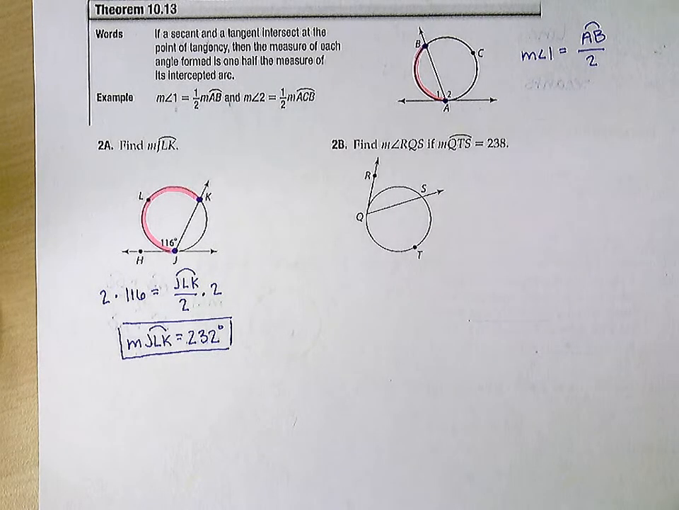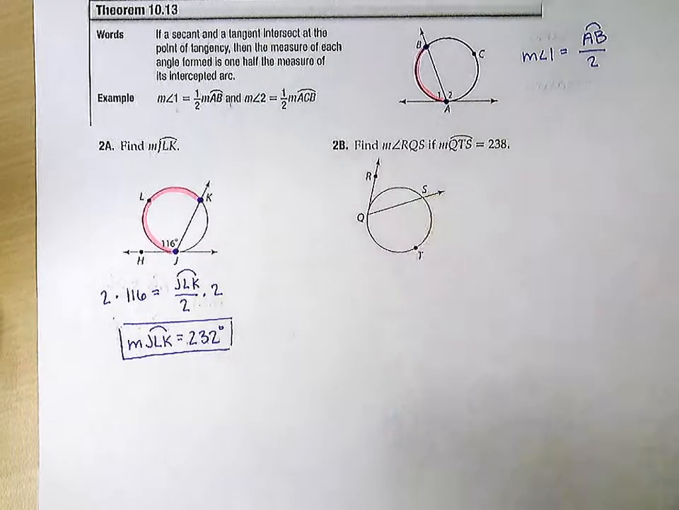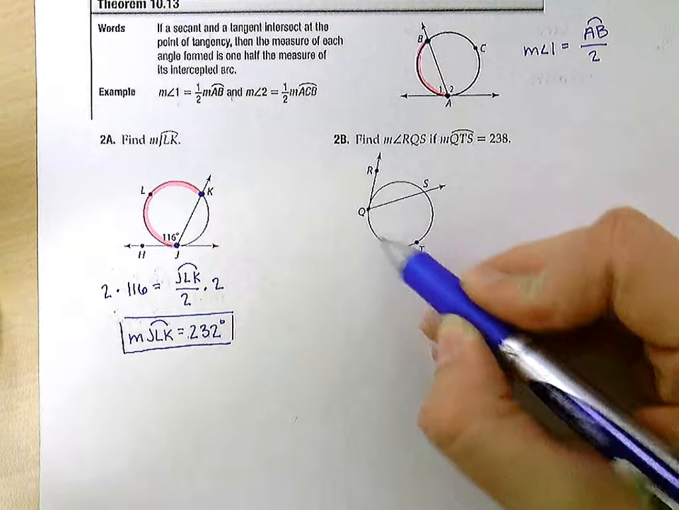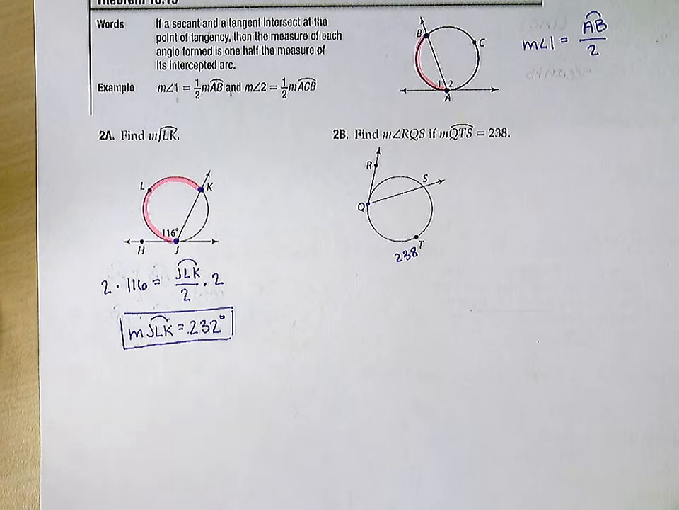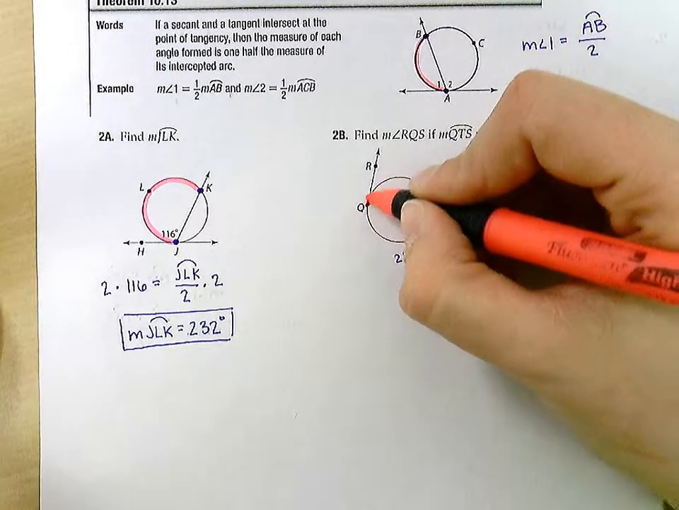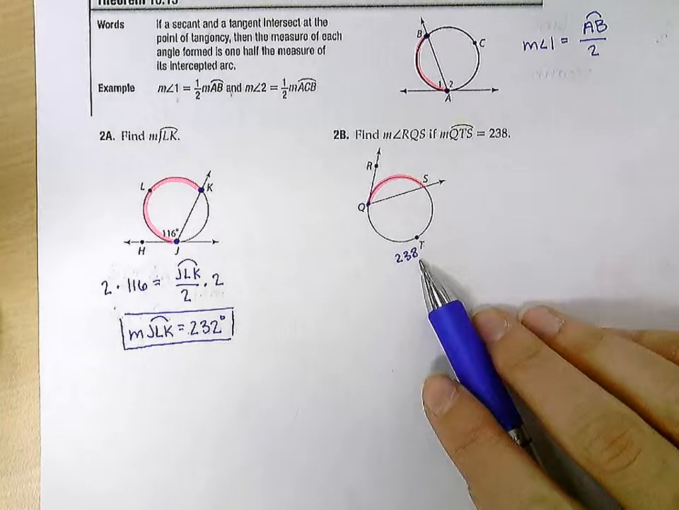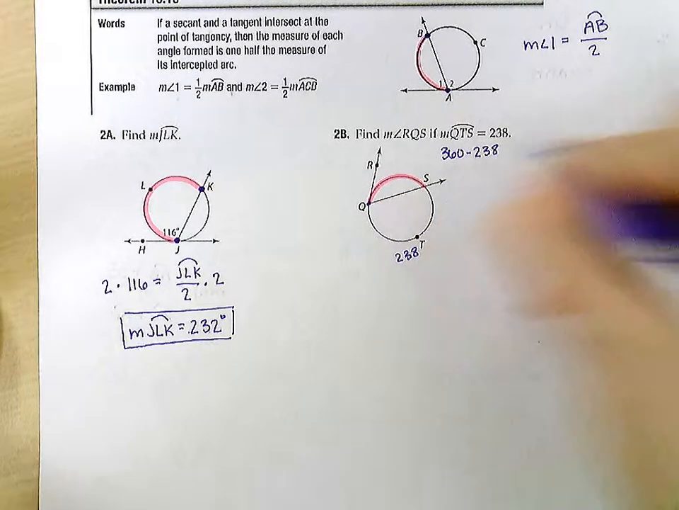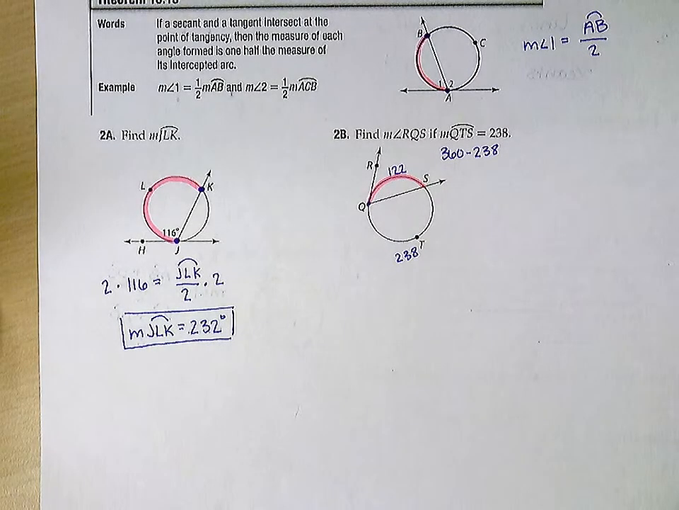All right, so 2B, we want to find the measure of angle RQS. So that's this angle here formed by your tangent and your secant. Okay, we're also given that arc QTS, so from Q to T to S, is 238. Okay, well if that arc is 238, how do I find this arc right here? Yes, you're going to subtract it from 360. So both of these arcs together have to total 360. So take 360 minus 238. That's 122.